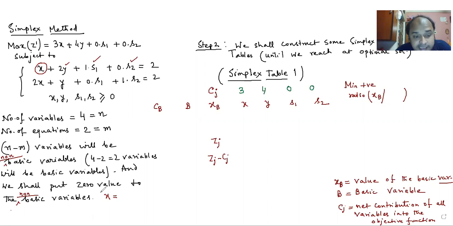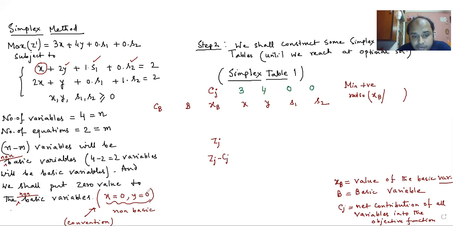The convention says that the original variables which are present in the system, that is x and y, will be considered as non-basic variables, and we shall assign 0 value to them. These variables are called non-basic variables. It is a convention in the simplex algorithm where we consider the original variables to be the non-basic variables.